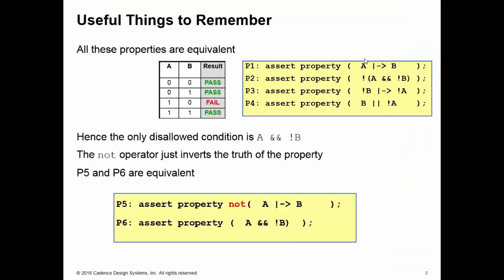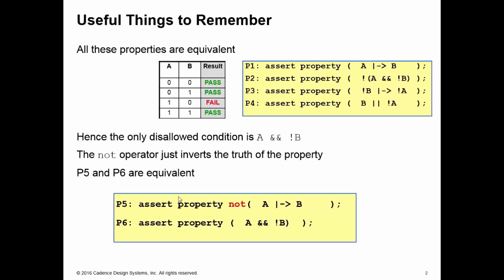So this is a useful thing to know for A implies B properties. All of these descriptions, P1 to P4, are functionally equivalent. Okay, they all pass and fail under the same conditions. So when you say A implies B, what to bear in mind is the only circumstance under which that fails is if we have A true but we don't have B true. It passes under all of the other conditions.